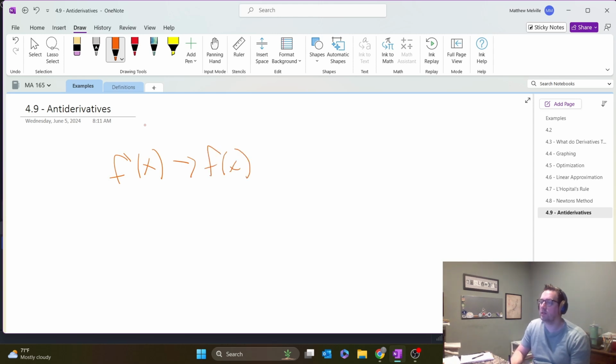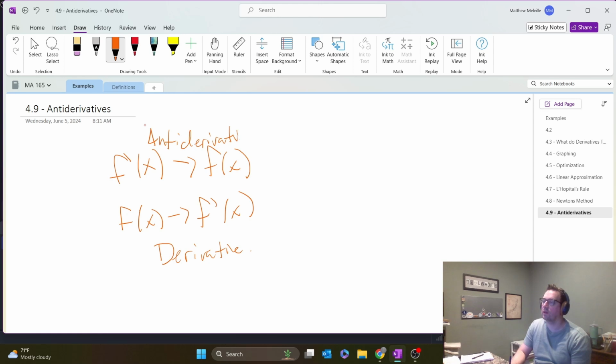So this process to go from f of x to f prime of x is called taking the derivative. So this right here, to go from f prime of x to f of x, is the antiderivative. And we're going to learn some techniques today to help us get that done. So the first thing that we're going to look at is just how to think backwards.